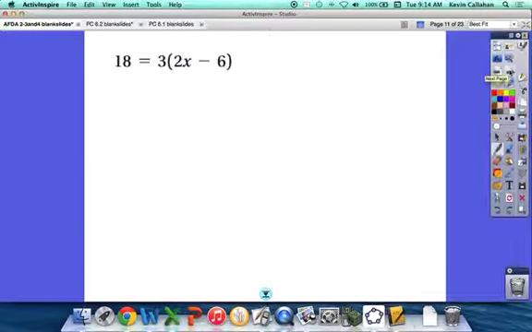So what am I going to have to do to this to turn it into a two-stepper? Another distribute, right? 18 equals 6x minus 18. And then what two steps would you take? Add 18, divide by 6.